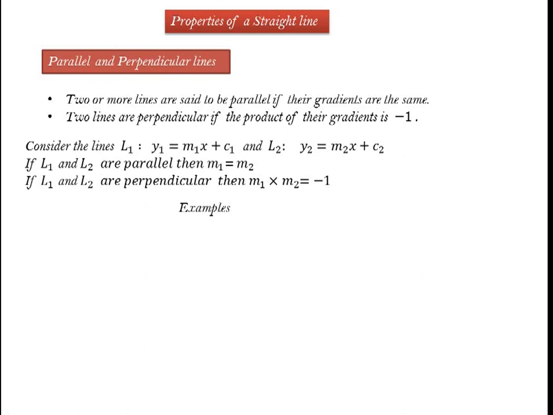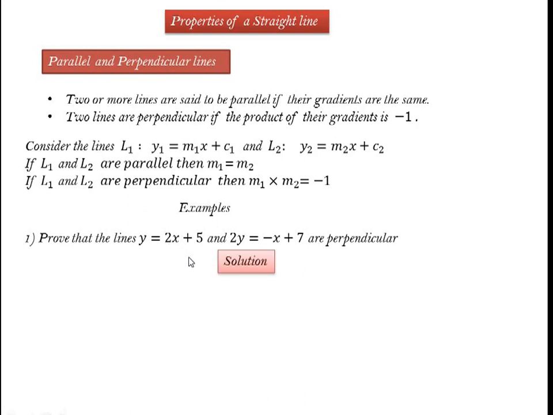Examples. Prove that the lines y equals 2x plus 5 and 2y equals -x plus 7 are perpendicular. Now, if you are to prove that these lines are perpendicular, the first thing is that we derive our gradients from the equation. Okay, let's look at the solution.